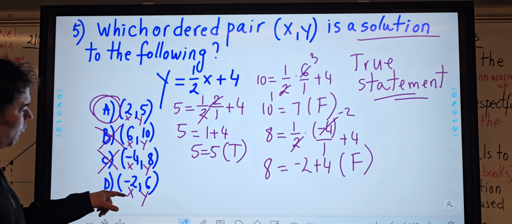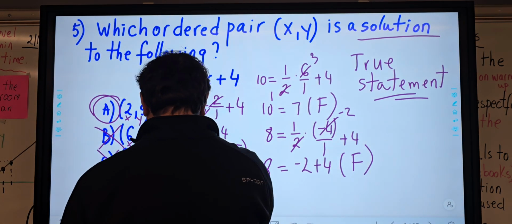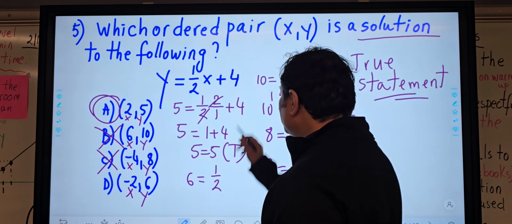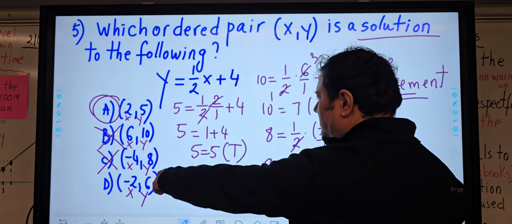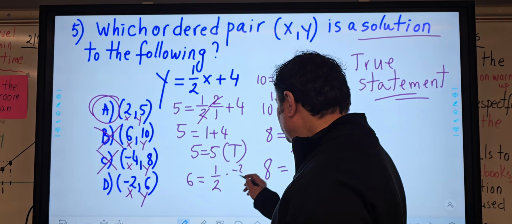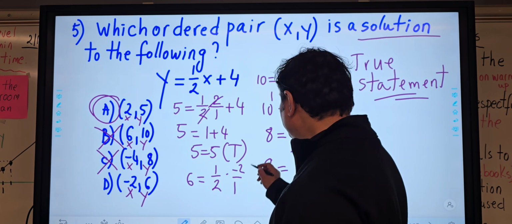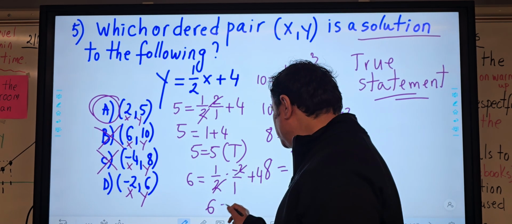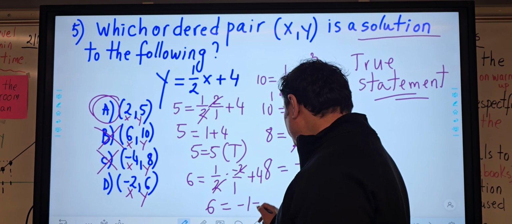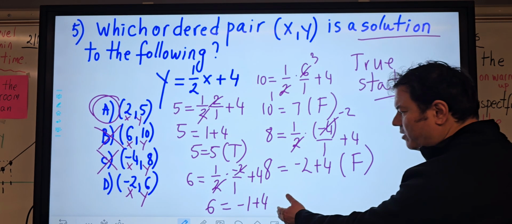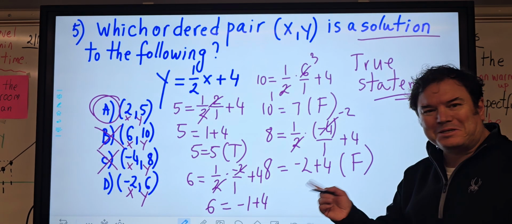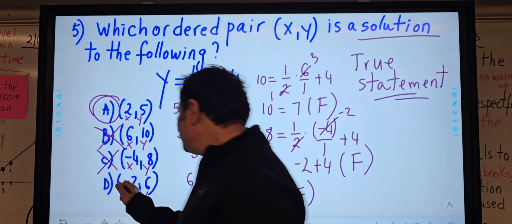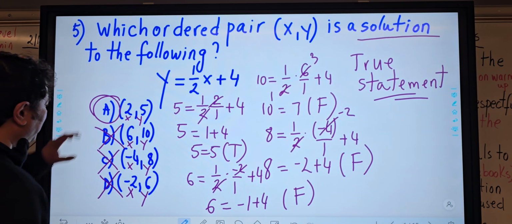D. So instead of y, we put 6. So we have 6 equals 1 over 2 times x, negative 2, divided by 1, and then plus 4. This simplifies, so we have 6 equals negative 1 plus 4. Negative 1 plus 4 becomes 3, and 6 does not equal 3, and this is also false. Okay, so the only answer is A.